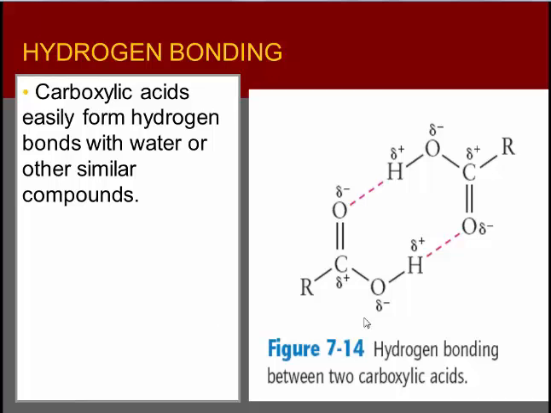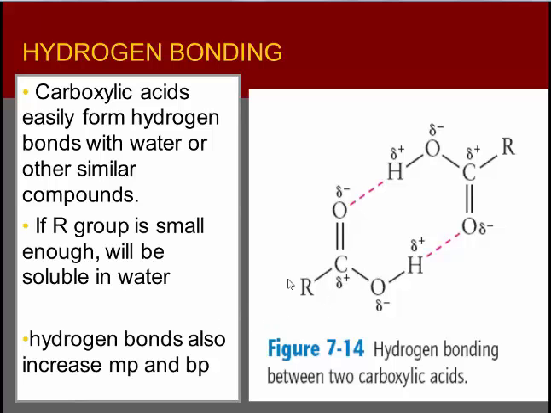Carboxylic acids, when they have their OH present, easily form hydrogen bonds with water or other similar compounds because they have an OH bond. Here's an example of 2 carboxylic acids hydrogen bonding with each other. We can see they form 2 hydrogen bonds, one from the OH on one molecule and the carbonyl oxygen on the other, and then the second OH and the first carbonyl oxygen. So they form what's called a dimer here between 2 carboxylic acids. And if the R group is small enough, these carboxylic acids can be soluble in water. We know that acetic acid, where R equals CH3, a methyl group, is very soluble in water.